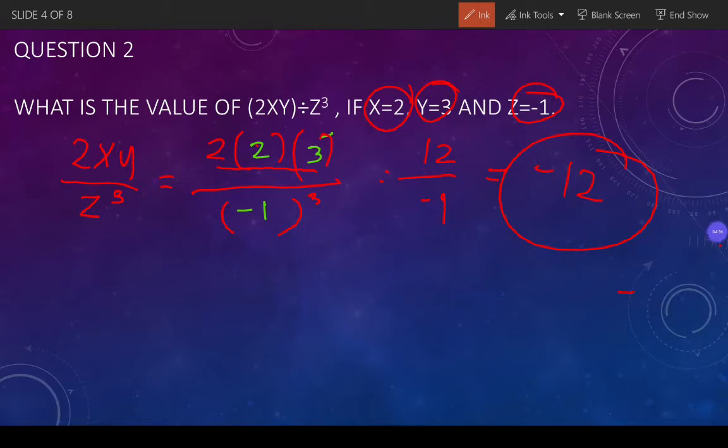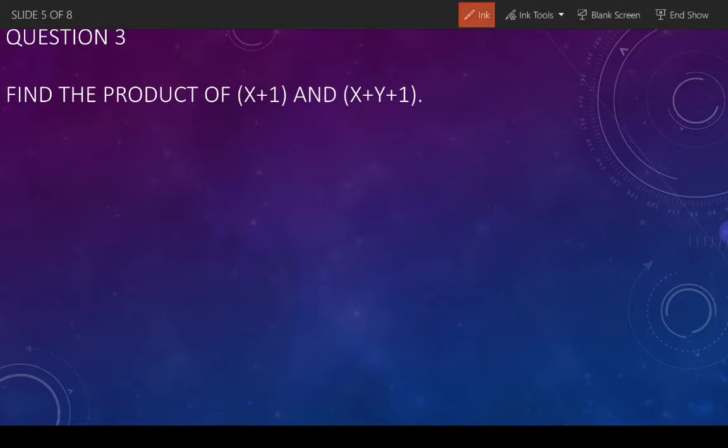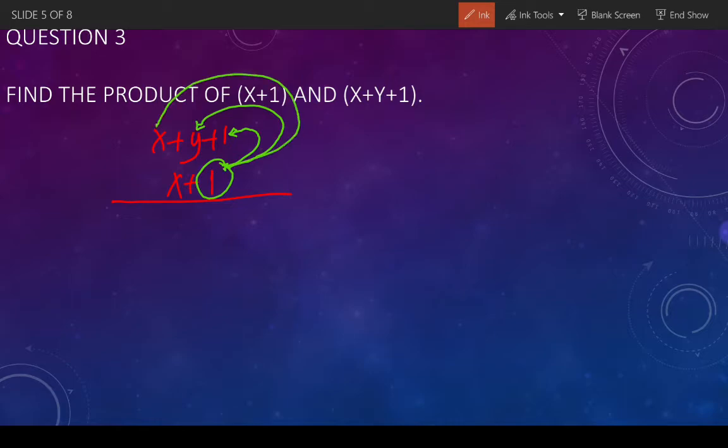Okay, next. Question number 3. Find the product of x plus 1 and x plus y plus 1. So we are going to write x plus y plus 1 times x plus 1. Okay? We're going to distribute positive itong 1 doon. Multiply 1 times 1 will be 1, and then 1 times y, and then we have 1 times x.